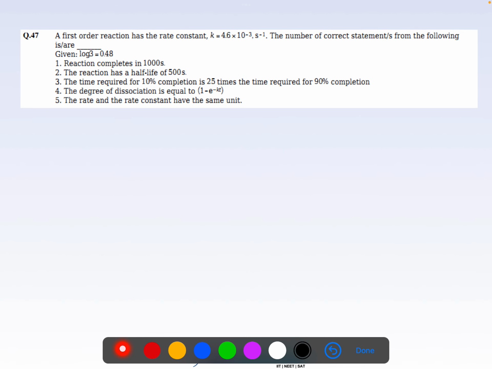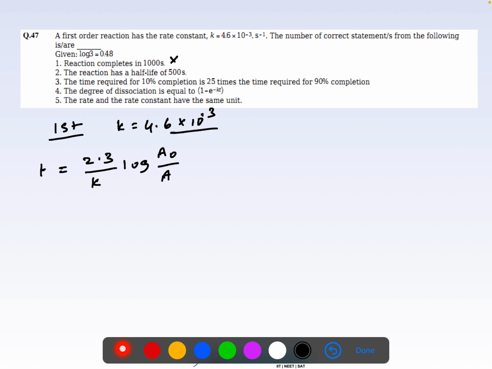A first order reaction has rate constant K. So a first order reaction is there and its rate constant is given as 4.6 into 10 to the power minus 3. Identify the correct statements, the number of correct statements. The first statement is that the reaction completes in 1000 seconds. This is wrong, because for a first order reaction t is equal to 2.3 by K log base 10 of initial concentration by final concentration.